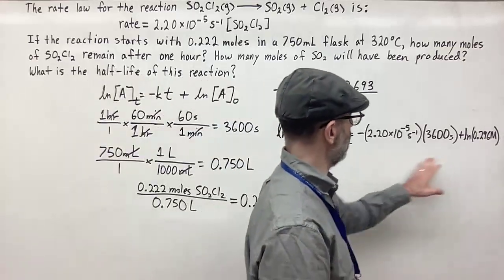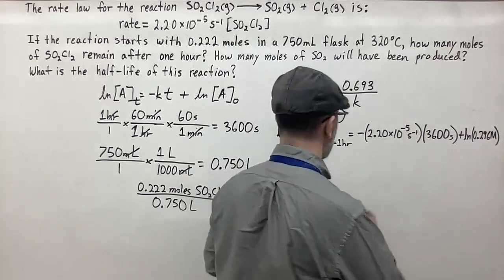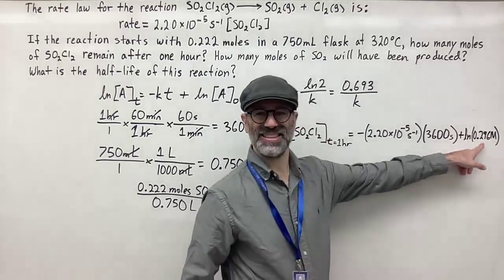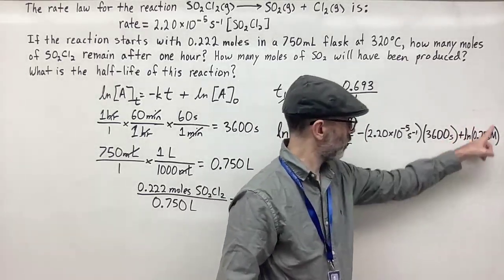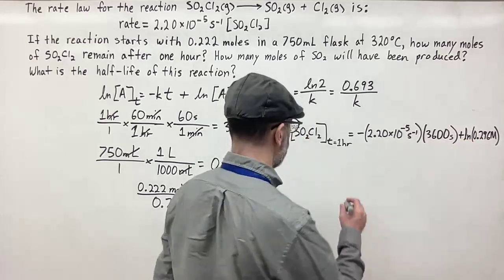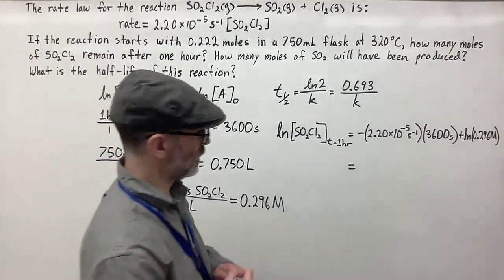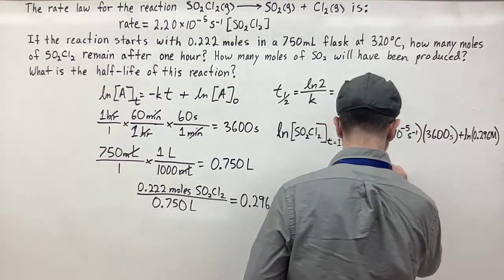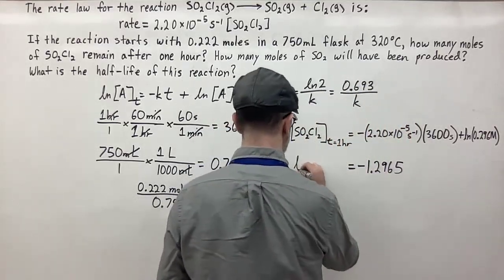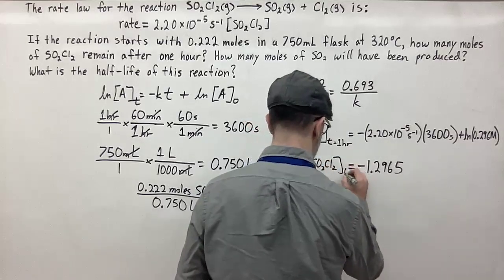So now all we need to do is multiply this together and add the natural log of this number. Since this number is less than 1, you're going to get a negative for the natural log. And then we have a negative for this. So when you add this together, you're going to get a negative overall. So this is going to be equal to negative 1.2965. So that's going to be equal to the natural log of the concentration of SO2Cl2 at time t.